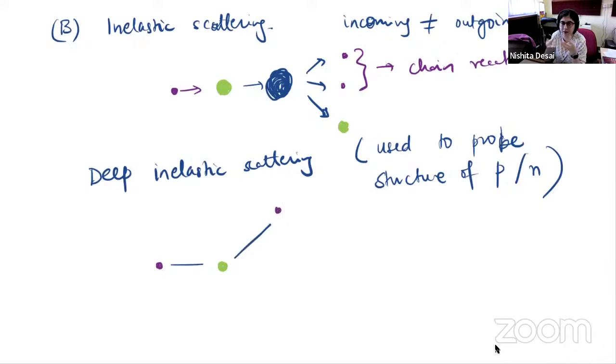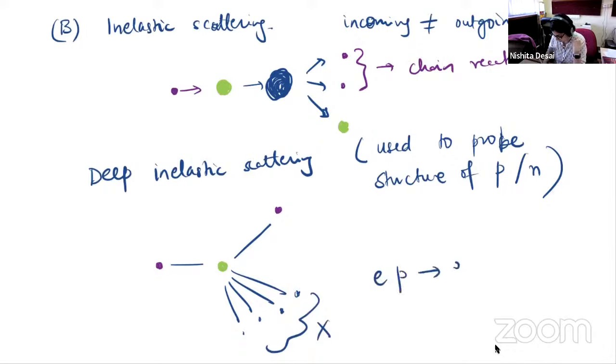So the electron doesn't change. The electron hits the proton and gets deflected, and you can measure the angle that it comes out at. But the proton itself will break into multiple constituents. This is just X. So this is normally written in the following way. This is an example of another inelastic scattering process.